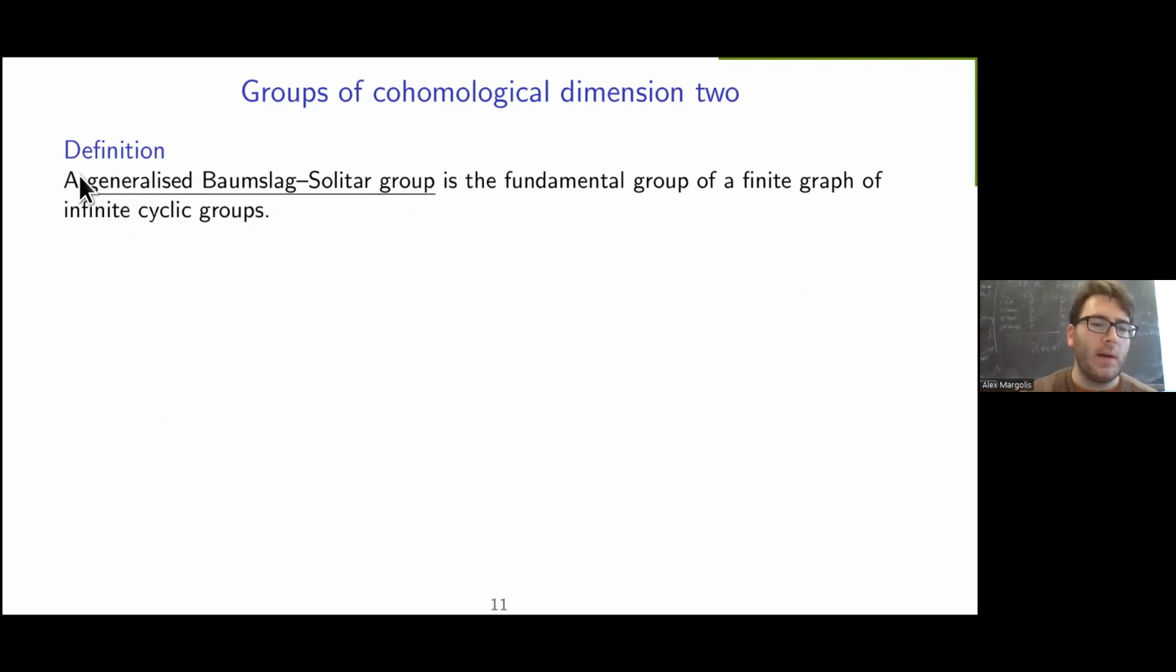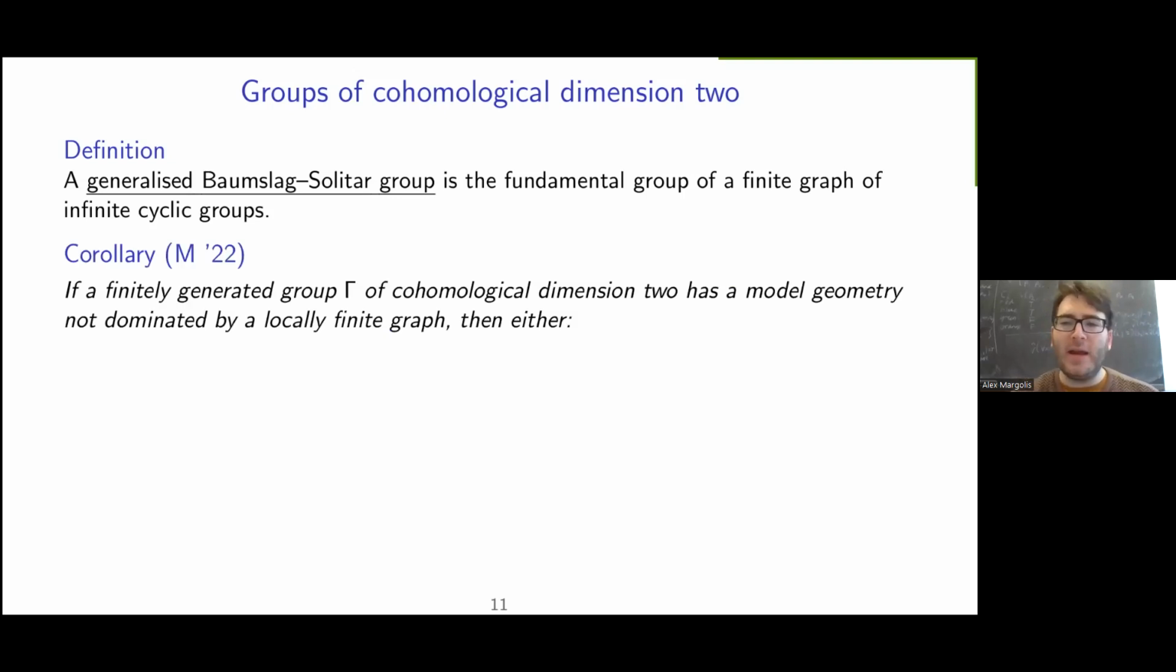So a generalized Baumslag-Solitar group, by definition, is the fundamental group of a finite graph of infinite cyclic groups. So the Baumslag-Solitar group that we saw earlier, BS(1,2), is an example of a generalized Baumslag-Solitar group. But this is a much wider class of groups, and they've been fairly extensively studied and have lots of interesting properties.